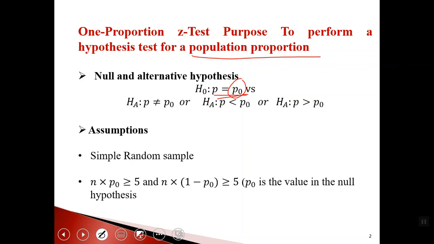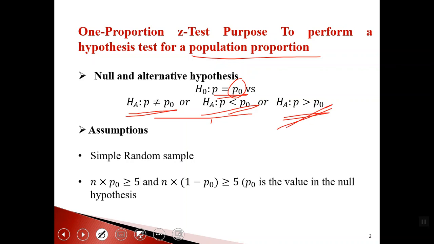This is a scale value based on your alternative hypothesis. It can be P not equal to P naught, or P less than P naught, or P greater than P naught. This is for two tail test, this is for left tail test, and this is for right tail test.